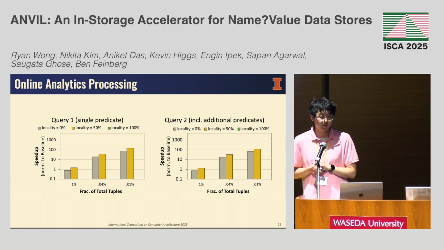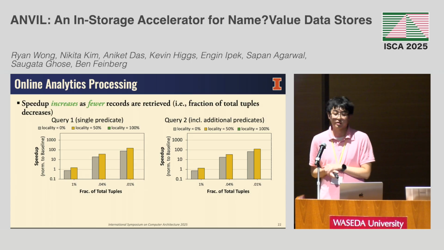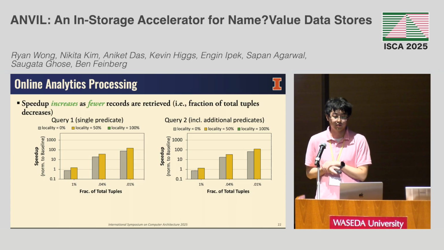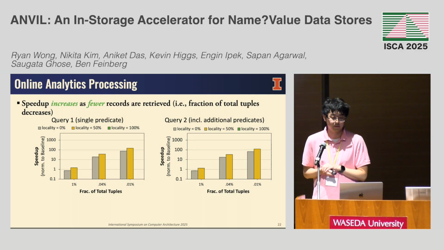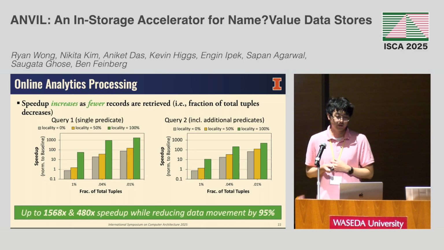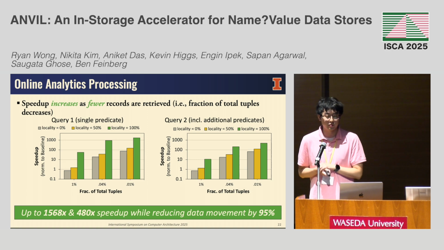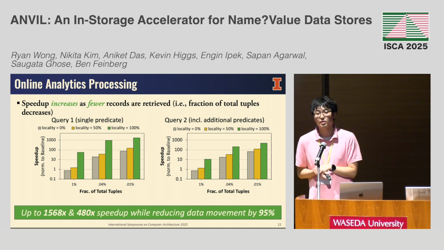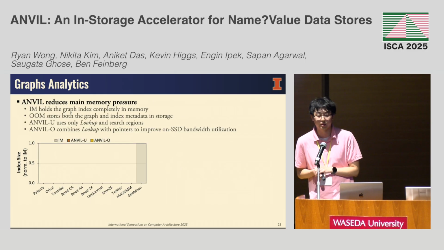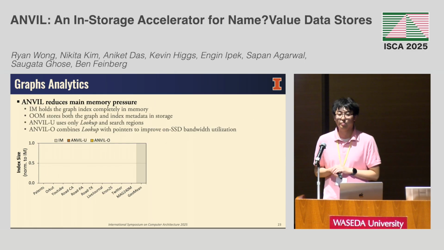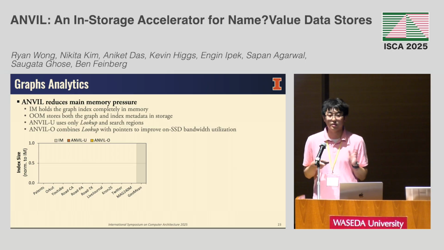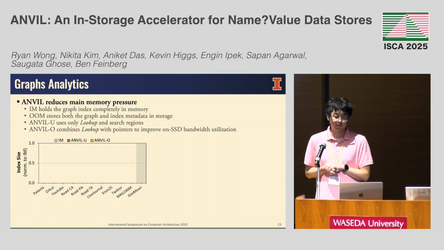Using ANVIL, we observe that speedup increases as fewer records are retrieved, or the fraction of total tuples decreases. And we observe up to a 1568x and 408x speedup for queries 1 and 2 respectively, while reducing data movement by 95%. When we look at graph analytics, we observe that ANVIL can actually be used to co-design the index structure, and we examined 4 different cases of this.